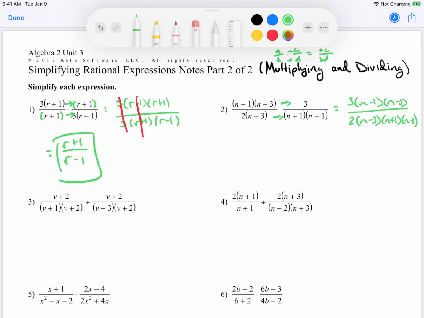Now again, looking for what I can cancel out here. I've got an n minus 1 and an n minus 1. I've got an n minus 3 and an n minus 3. And so what's left for my simplifying is that 3 is going to stay on top, and then I've got a 2 times (n plus 1) on the bottom. Now again, I could go ahead and just distribute that 2 if I really wanted to, but I don't have to. So either one of these will work. I prefer that one just because I like keeping things in factored form.